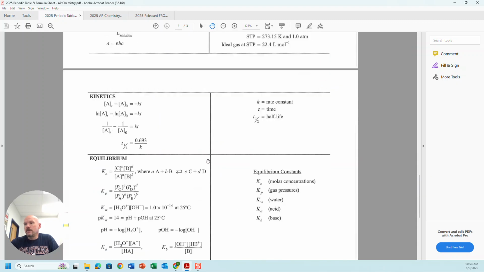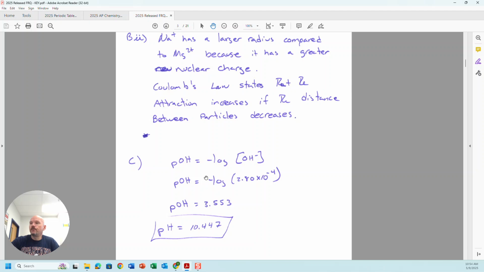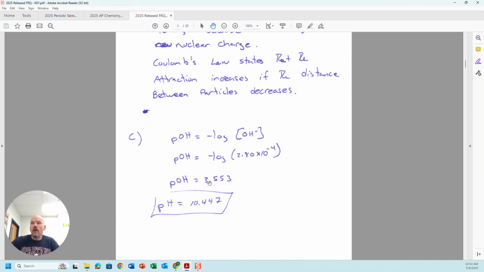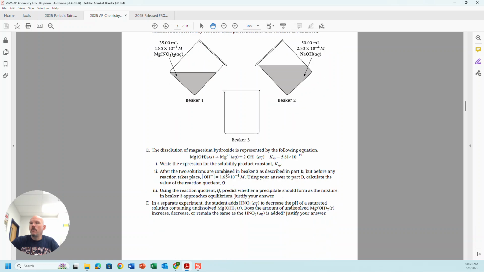If you forgot, hopefully by now in your chemistry career, you have this on lockdown, right? You don't have to reference your formula sheet, but pOH equals the negative log of hydroxide, and then pH plus pOH always equals 14, so we're good to go. All right. So then we get the pOH, and then 14 minus this is 10.447, so that's the pH. Okay. All right, and then we're going to part D.